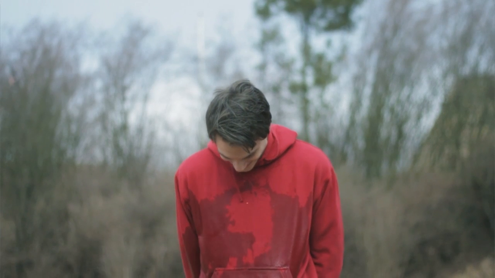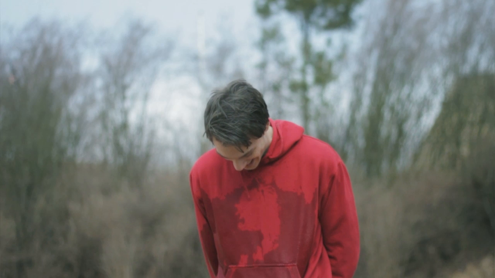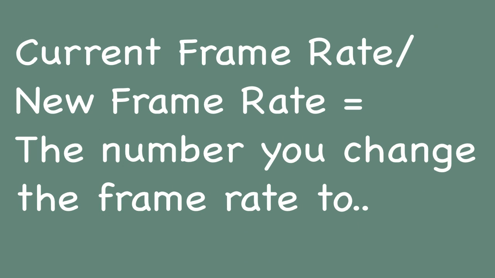Here's a tip. If you are trying to figure out other frame rate conversions, the formula is current frame rate divided by new frame rate equals the number you change the frame rate to. For example, if you're going from 30 frames per second to 24 frames per second, the playback rate would be 0.8 because 24 divided by 30 equals 0.8.